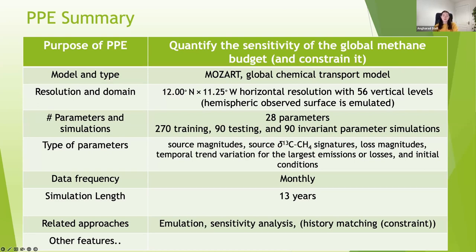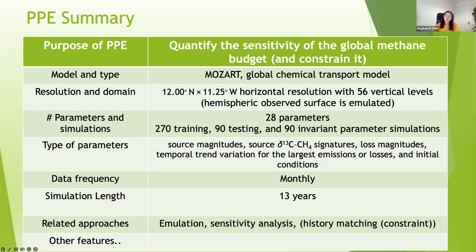This was run at a resolution of 12 degrees by 11.25 degrees with 56 vertical levels. We had 28 parameters covering the magnitude of methane sources, as well as the delta 13C signatures of methane sources, the magnitude of losses, temporal trend variation for the largest emissions and losses, as well as initial conditions. And by varying those 28 parameters, we generated a set of 270 simulations for training Gaussian processes, as well as an independent 90 simulations for testing.